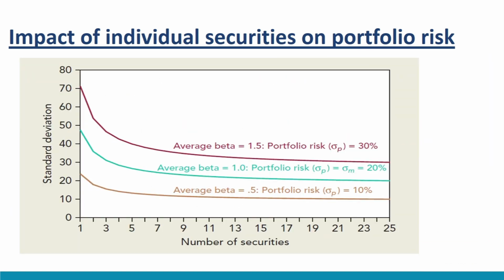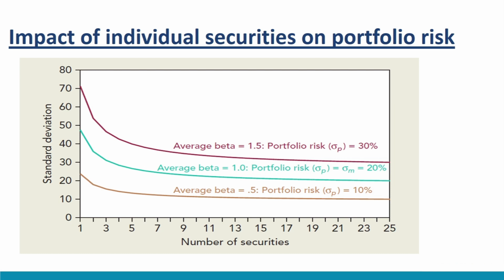Consider the figure here. Here, the green line shows a well-diversified portfolio with a beta of 1.0. If the market portfolio has a standard deviation of 20%, then this portfolio is also expected to have a standard deviation of 20%, that is the green curve. For a well-diversified portfolio with a beta of 1.5, one can expect the standard deviation to be closer to 30%. Similarly, if the portfolio beta is 0.5, then one can expect the portfolio standard deviation to be closer to 10%, that is the brown curve.